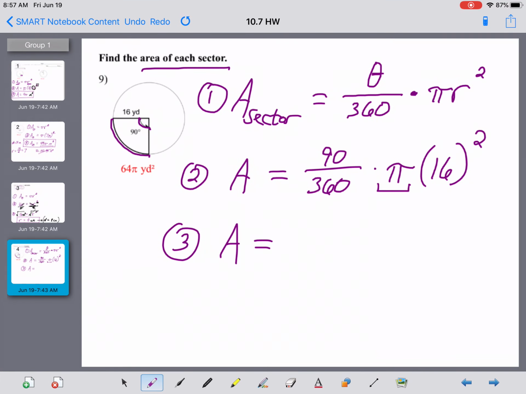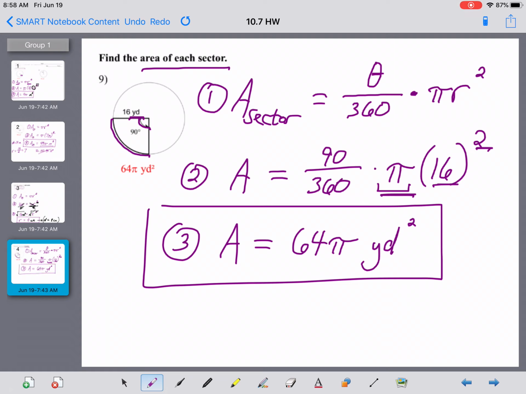So I'm going to write that down. So the 90 over 360 times 16 squared is going to be 64, and the pi that we didn't type in just tags along on the answer here as a trailing factor, so 64 pi. Since the radius was given to us in yards, and then we squared that yards, we're going to end up with square yards for the units on our answer. So 64 pi square yards is the area just of this slice of pizza right there, that sector.